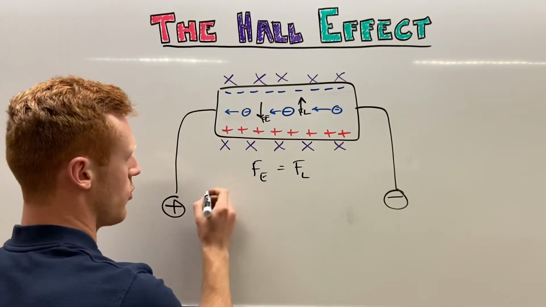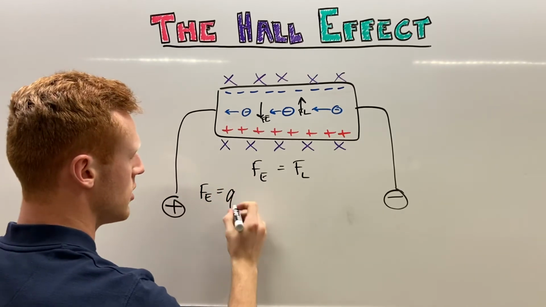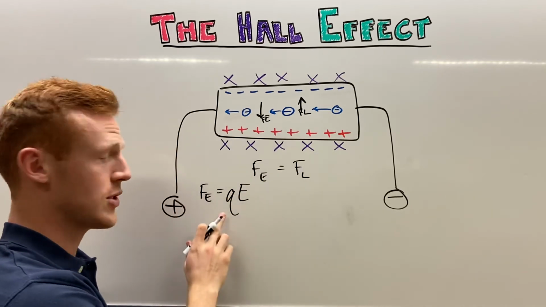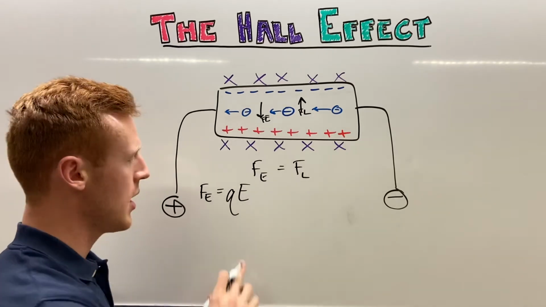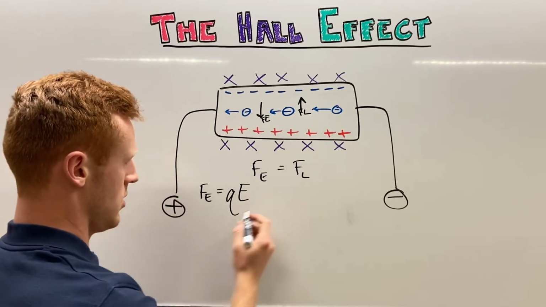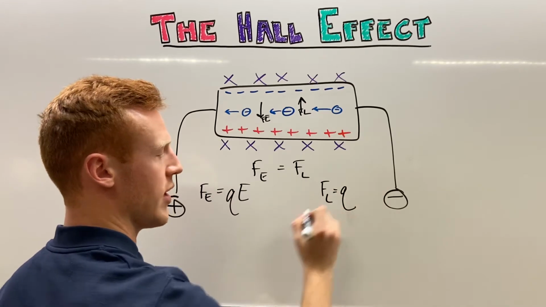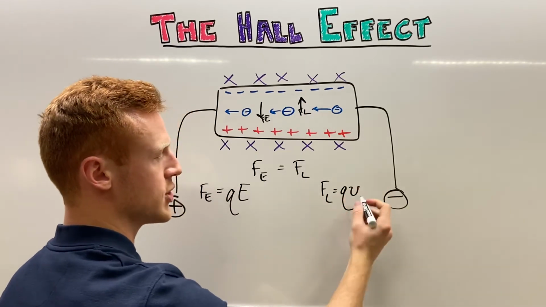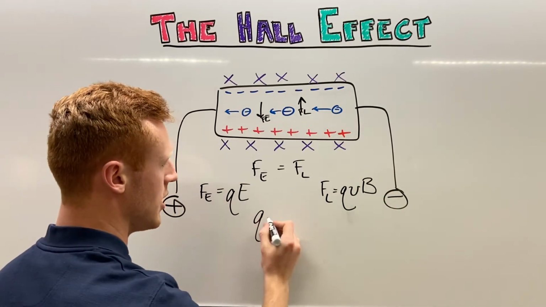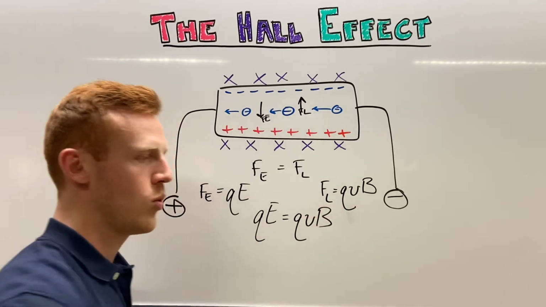And what is force of an electric field? The force of an electric field is equal to the charge of whatever we're talking about times the strength of the electric field. And that is going to be equal to the Lorentz force, which is our charge, the velocity of our charge, and then the magnetic field strength. Let's put those equal to each other, and we get QE equals QVB. What do you guys notice?